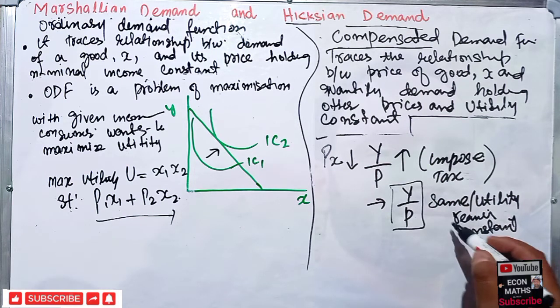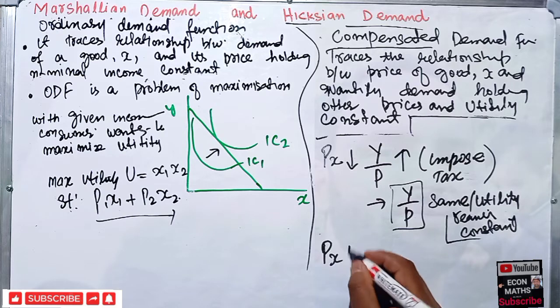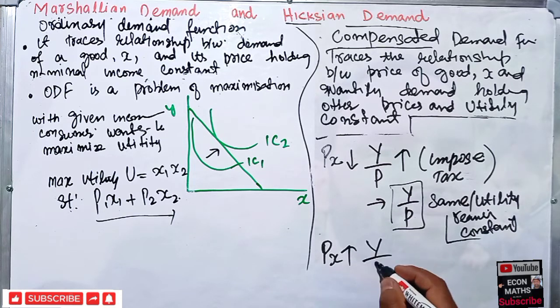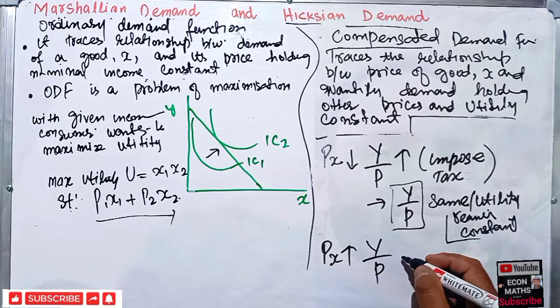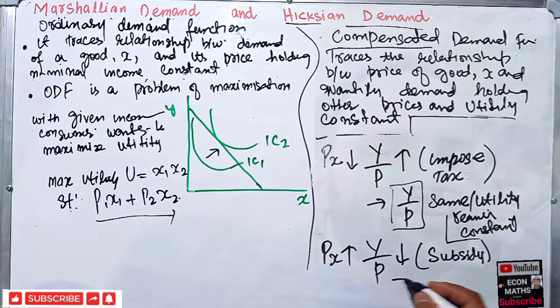That means the utility remains constant. Similarly, if the price of a good increases, then the real income of the consumer will decrease. In this case, we can do one thing: we can give a subsidy so that the real income of the consumer remains the same, or what we call utility remains the same.